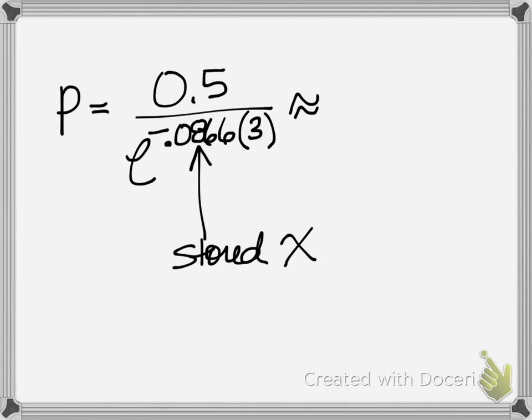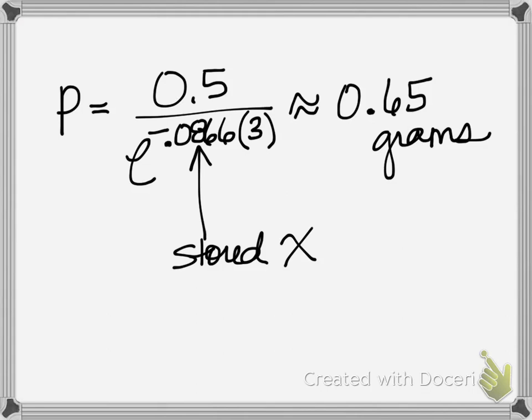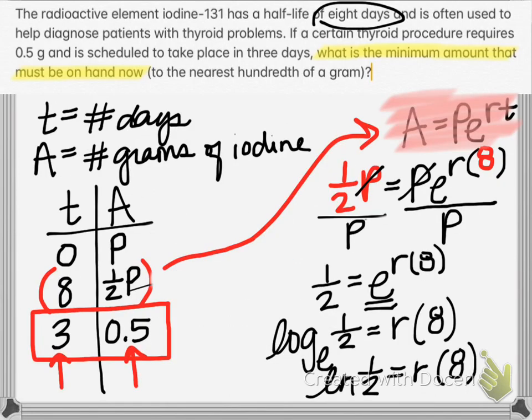Rounded to 2 decimal places, that looks like 0.65, and that is an amount of iodine which is measured in grams. So it looks like we need to have 0.65 grams given to our patient now in order for us to have, in 3 days, 0.5 grams left in the body.